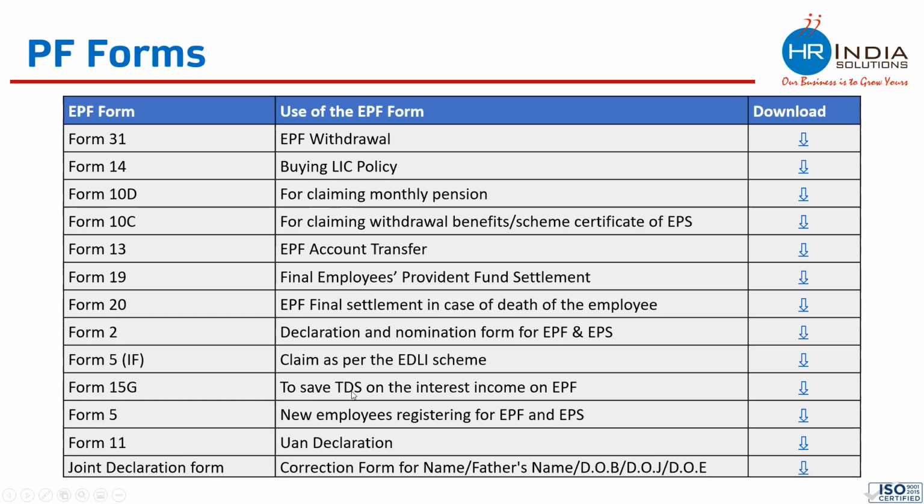This is not optional. It is mandatory that you submit 15G. If you are not submitting 15G, the PF department will deduct tax and pay you the rest of the amount. Correct. 15G is to save your tax deduction on the PF amount.